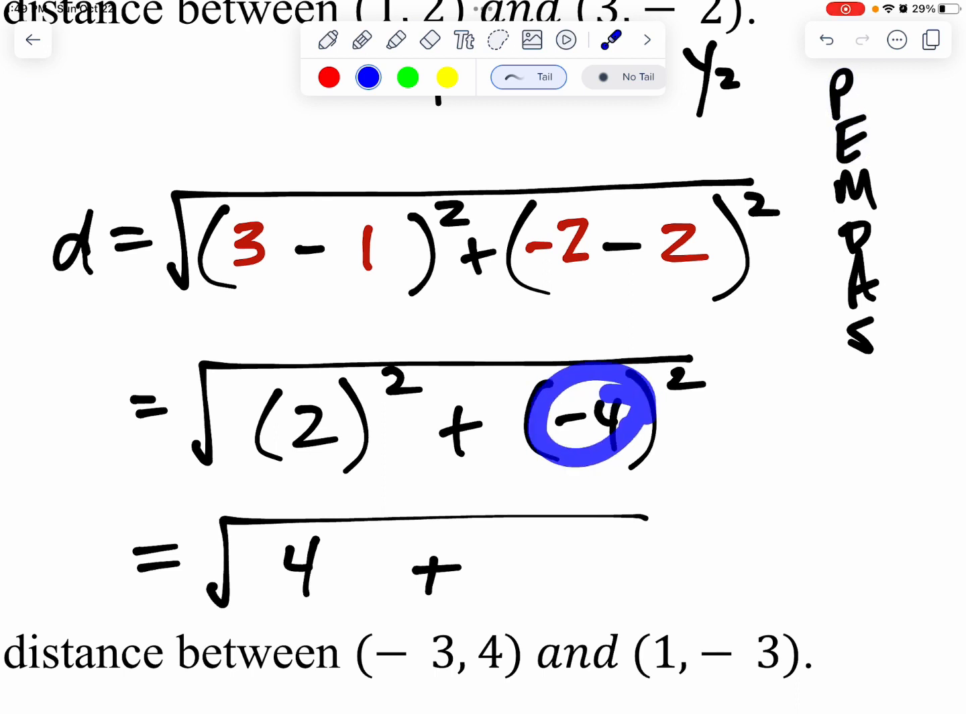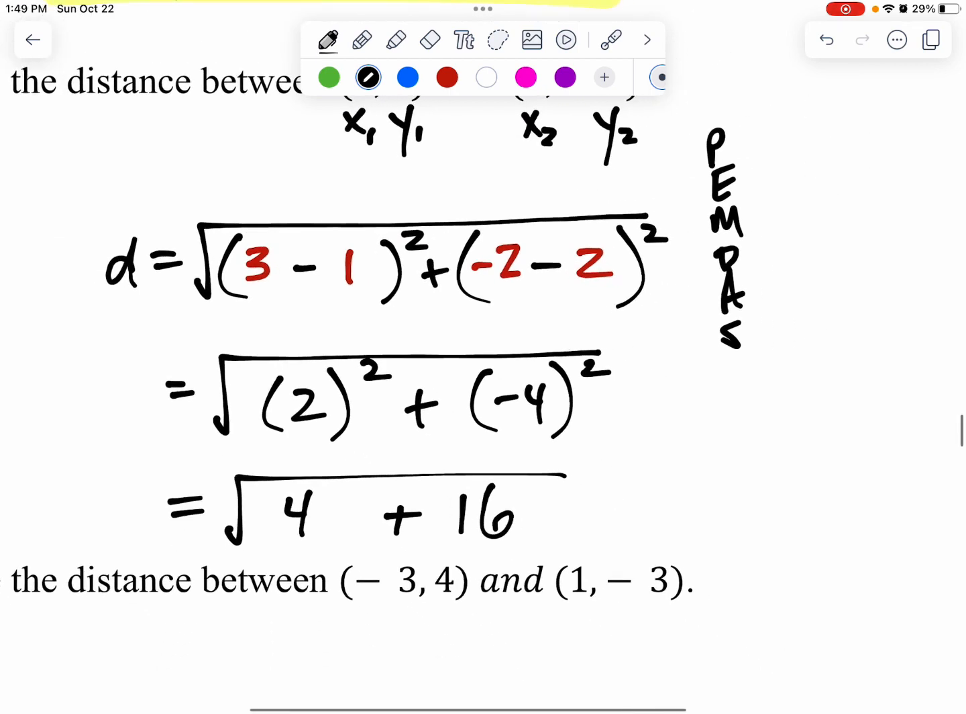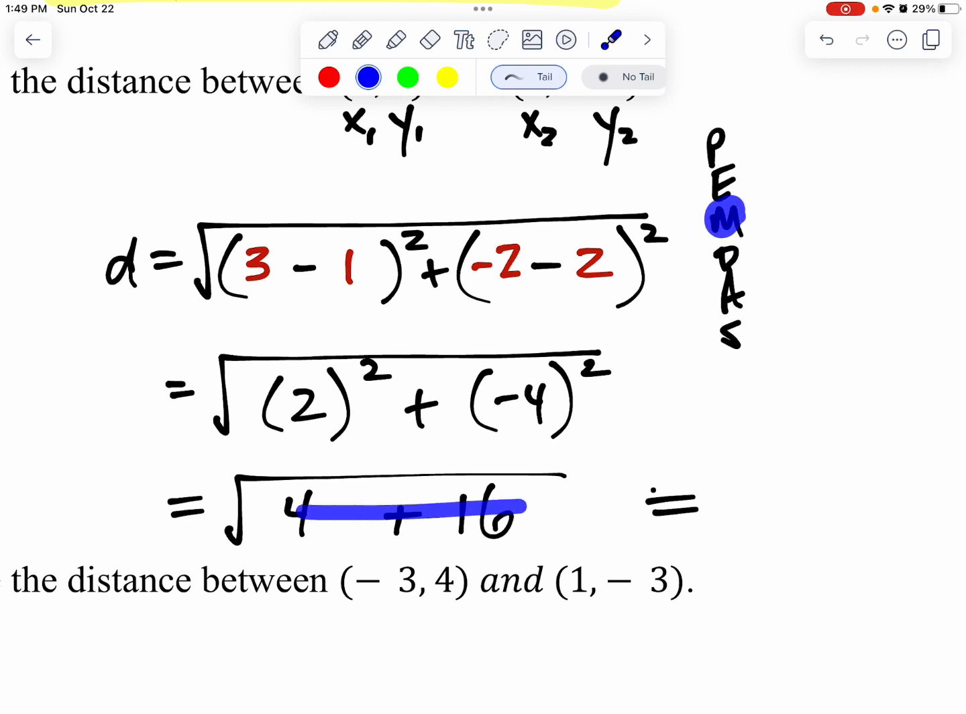What is negative 4 squared? It means negative 4 times negative 4, which is positive 16. Okay, now I'm going to do multiplication. Okay, there is no multiplication here. I'm going to do division. Also, there's no division. So I'm going to do addition now. Okay, great. 4 plus 16 is 20.